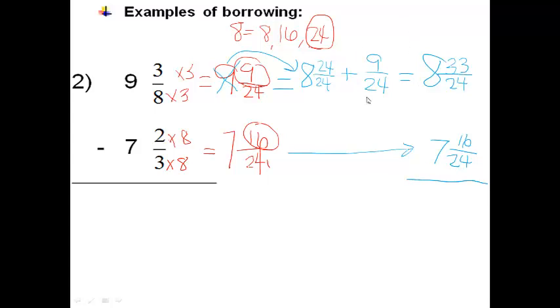So let's subtract our numerators first. Well, we got to make sure, of course, our denominator always stays the same. So what's 33 minus 16? Well, it changes to 13, changes to 2. So 13, 12, 11, 10, 9, 8, 7. Okay, and then 2 minus 1 would be 1, so I have 17 over 24. Now I've got to do my whole numbers. What's 8 minus 7? 1. So my answer is 1 and 17/24.